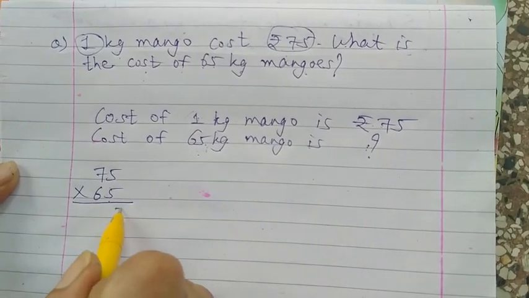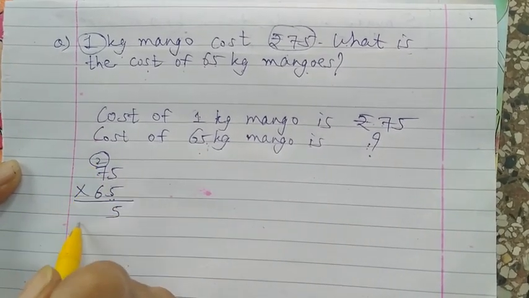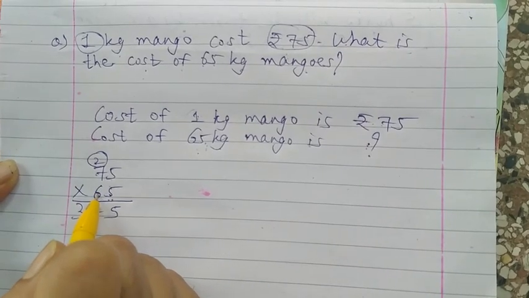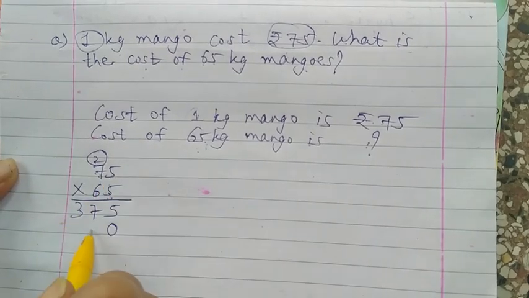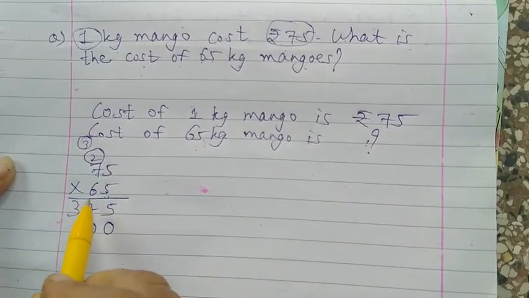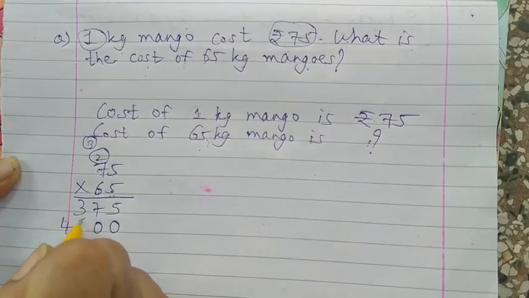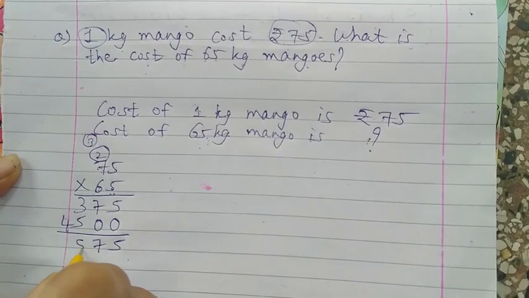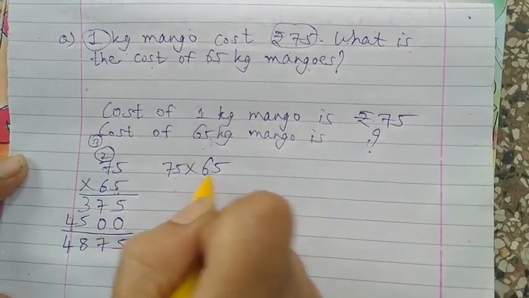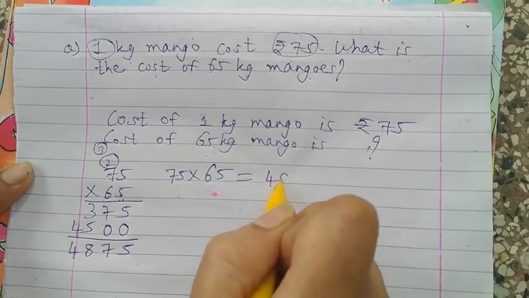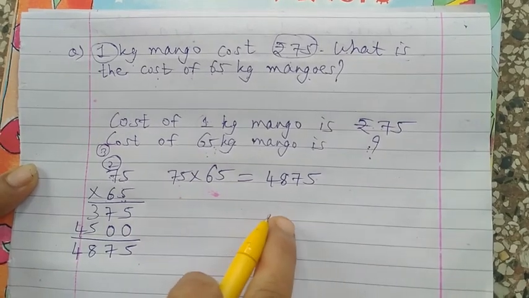5 5s are 25, 2 carry. 7 5s are 35, 36, 37. Now I'll multiply 6 with 75, so put a 0 here. 6 5s are 30, 3 carry. 6 7s are 42, 43, 44, 45. So 5, 7, 8, 4. I have cross multiplied 75 and 65 and got the answer as 4875. Now I'll have to divide this because the method is cross multiply and divide.